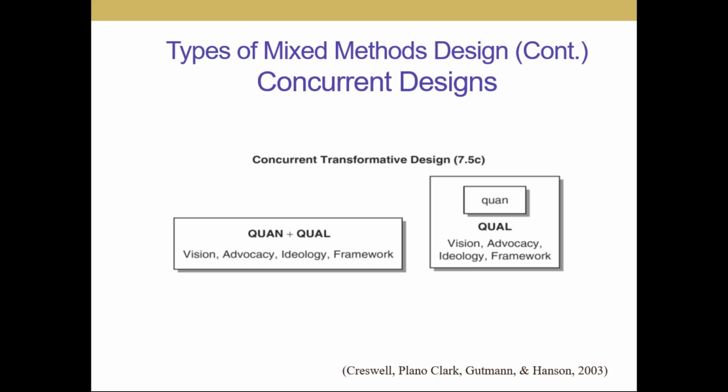For your dissertation, you can choose either concurrent or sequential, but sometimes because of time and resources, I always suggest to students to choose concurrent, because for concurrent, you don't wait to analyze one data before you continue with another data, right? You go there and collect the two kinds of data at the same time.